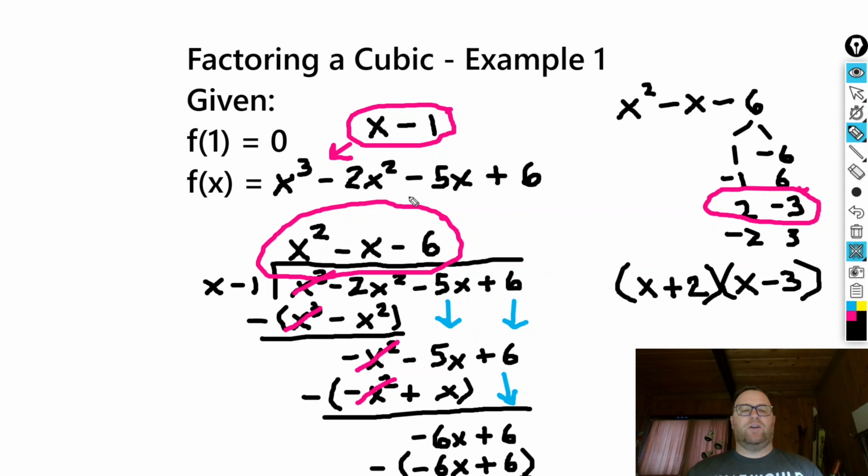And that means that this cubic here, f of x, is equal to x minus 1 times x plus 2. Let's move this over here.